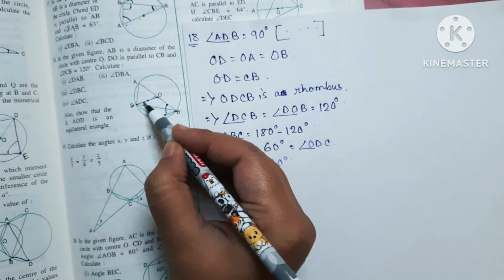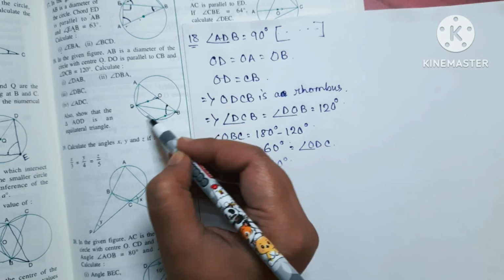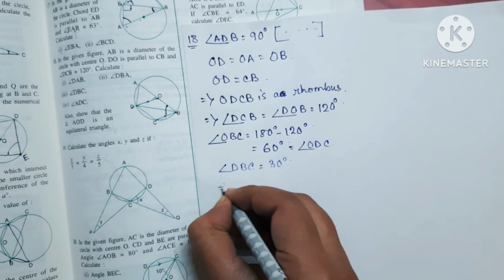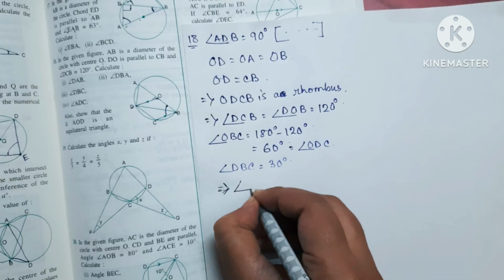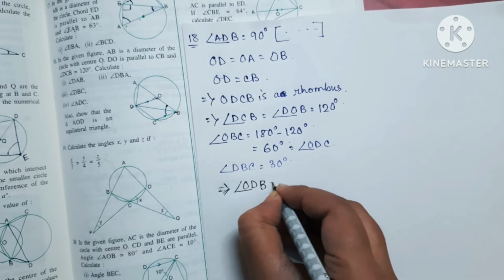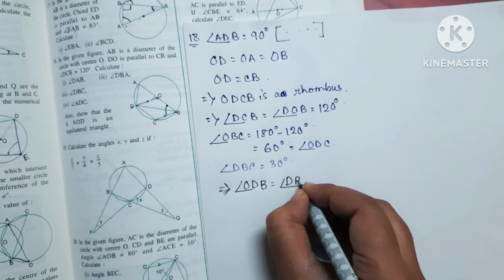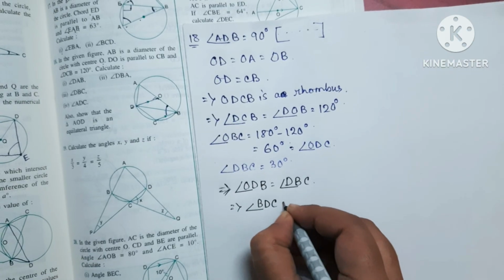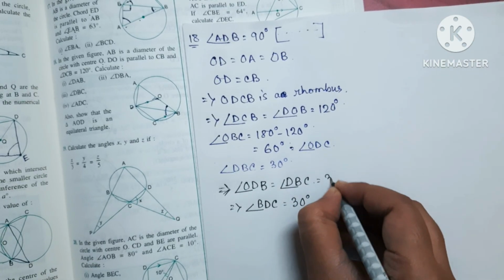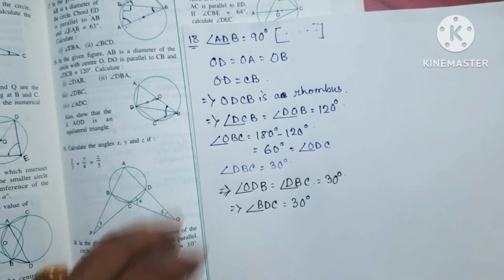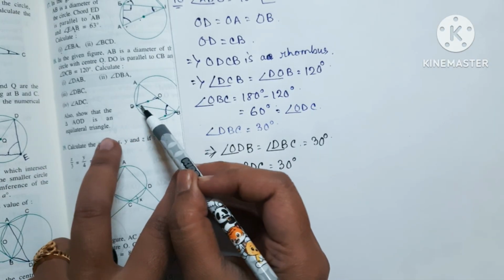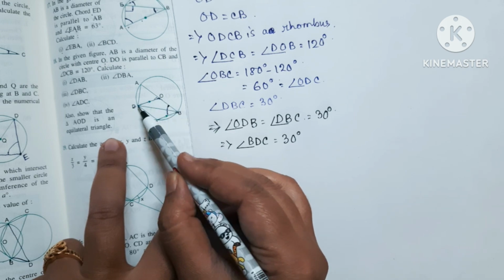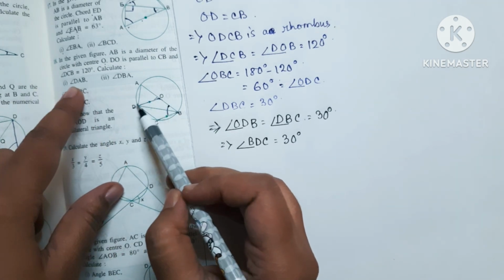Now since OD is parallel to BC, this angle is equal to that angle because they are alternate angles, right? So angle ODB is equal to angle DBC. That means angle BDC is equal to 30 degrees. That is also 30 degrees, because DB is the angle bisector of this one. Okay, so for this angle ODB, first you need to find out DAB.